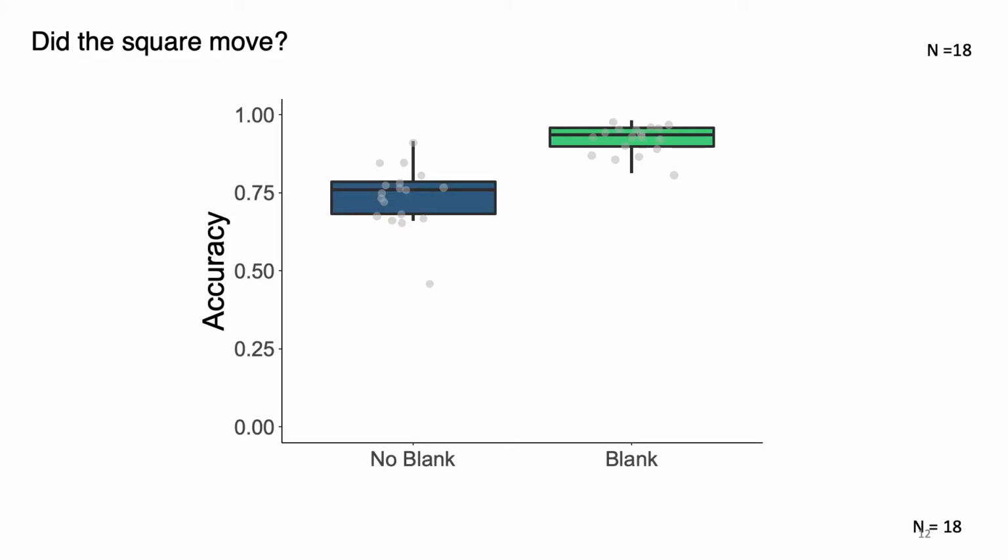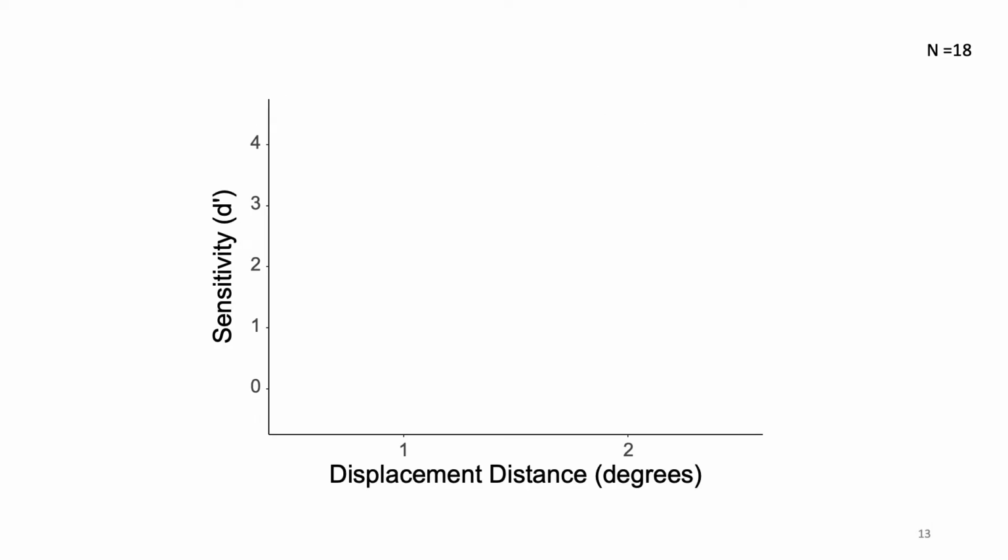Adding that post-saccade blank significantly improves participants' overall displacement detection accuracy. As you can see, in the no blank condition, participants are performing worse than in the blank condition. And because we used a detection task, we were also able to use signal detection theory to determine participant sensitivity to the displacement. Unlike accuracy, sensitivity takes into account participants' guess rate.